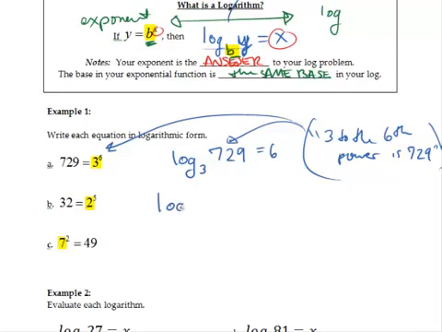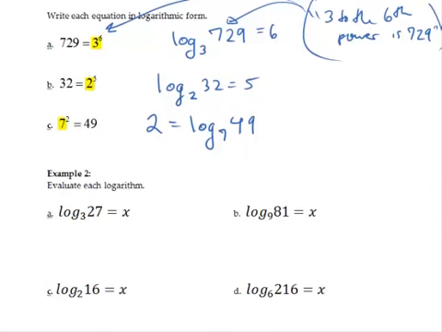Next one, log base 2 of 32 equals 5. 2 to the 5th power is 32. Even if your base is written on the other side, that's okay. You're saying 2 equals log base 7 of 49, or 7 to the 2nd power is 49.